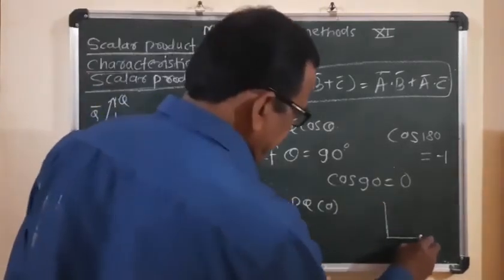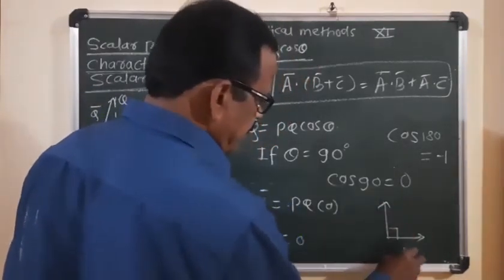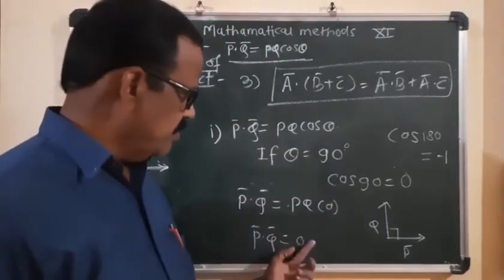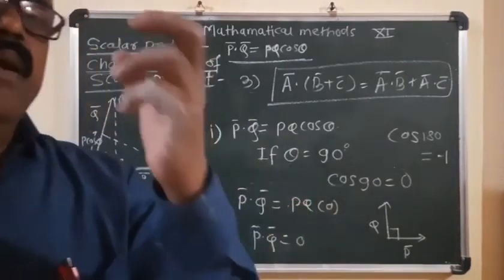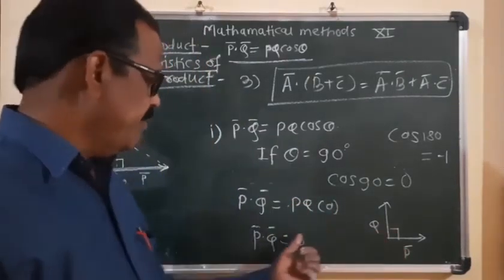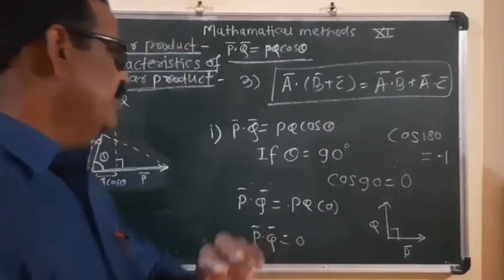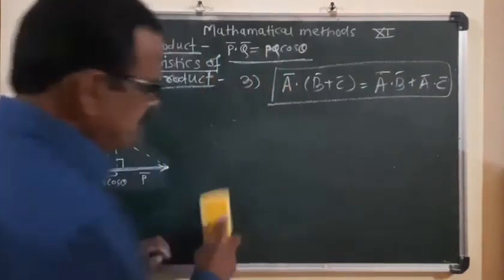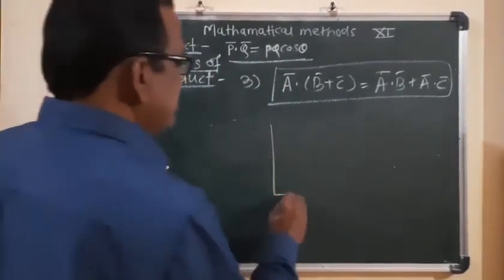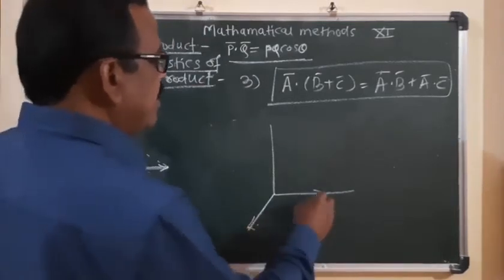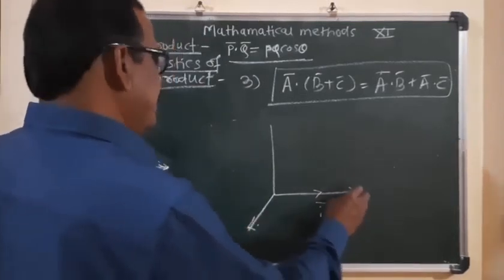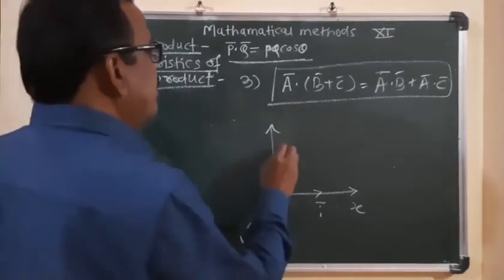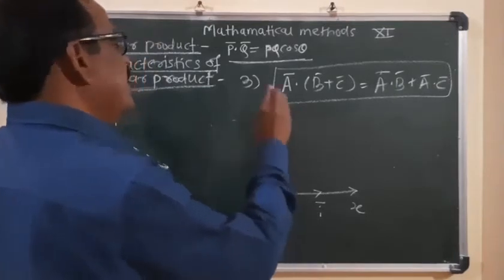That is, two vectors are perpendicular to each other. Then we can write here P bar dot Q bar is equal to 0 if two vectors are perpendicular to each other, then their product is equal to 0. Now we explain in three-dimensional coordinate system. In three-dimensional coordinate system, that is I bar, J bar and K bar. I bar is the unit vector along x-axis, J bar is unit vector along the y-axis, and K bar is the unit vector along the z-axis.